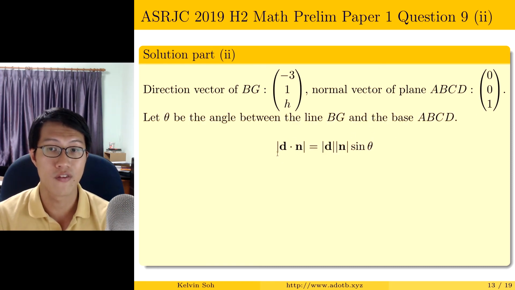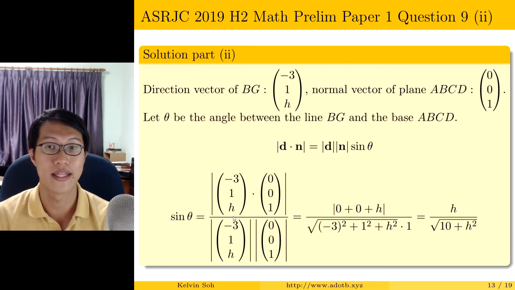We have this formula that gives us the angle between a line and a plane. I'll discuss this formula in a subsequent video. I will link it in the description below after I've recorded it and uploaded it. But for now, let's assume we know this formula and just plug in what we have. The direction vector d is given by (-3, 1, h), and the normal vector n is given by (0, 0, 1). To find sine of theta, we divide by the magnitude of d and the magnitude of n. After simplification, we get the final answer, h over the square root of 10 plus h squared. And this answers part 2.